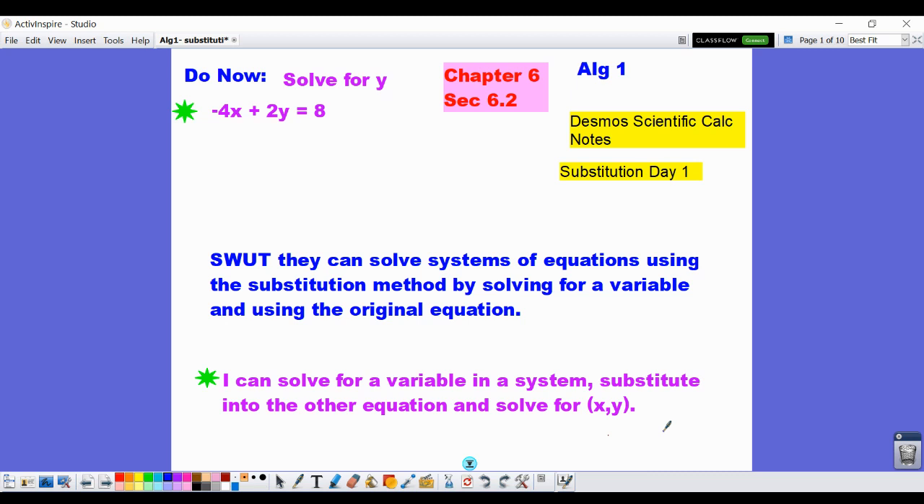All right, let's get started today with our new unit on systems of equations. So we are going to be looking at solving systems of equations using substitution, just by solving for a variable and using the original equation. Now, as we get started with this, the one thing to realize is that we are still talking about linear equations. The only difference is we're talking about two or more.